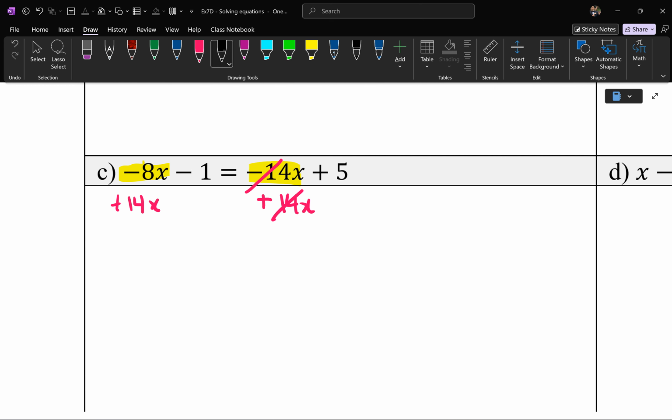6x. So 6x, and notice it's a positive. You want to work in positives, ideally. Sometimes you can't, but with this technique, you usually will. 6x minus 1 is equal to 5. So you brought from 7D to 7B. Yeah, this is 7B practice.